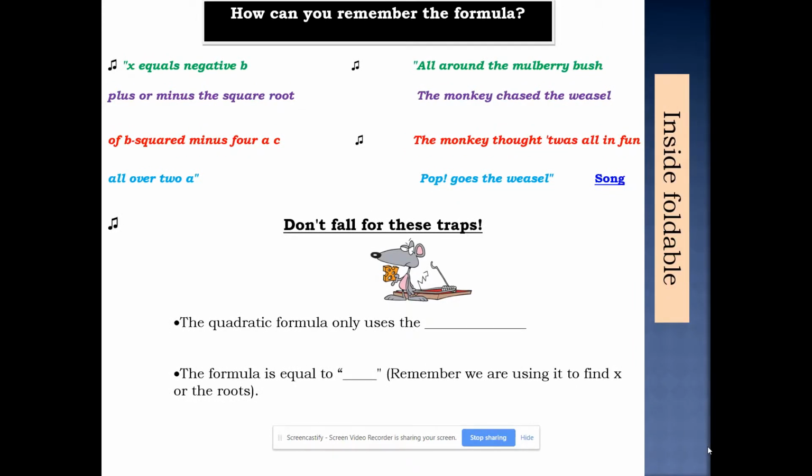Now, how can you remember the quadratic formula? So there's a song that I'm not going to sing for you, but we're going to click on it and have this little girl sing it for you, but it's actually helpful for you to learn to memorize the song. So we're just going to pull it up here on YouTube.